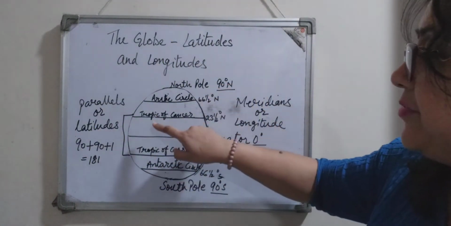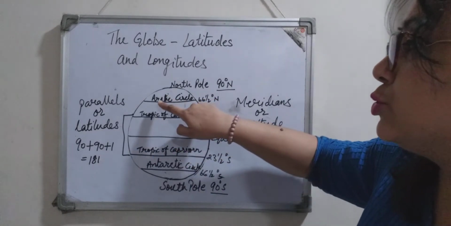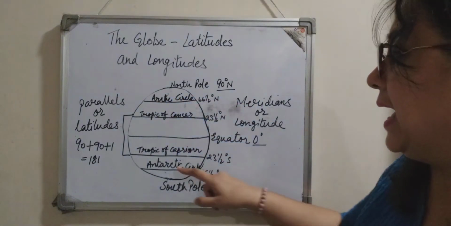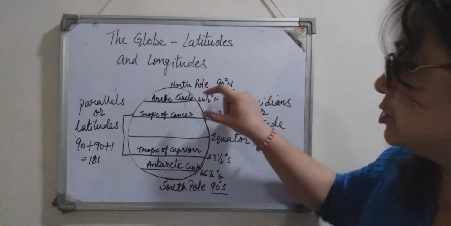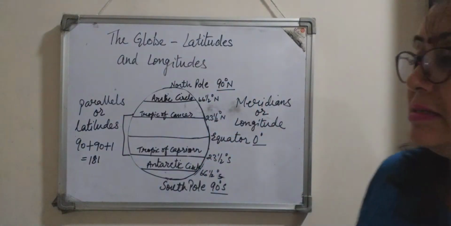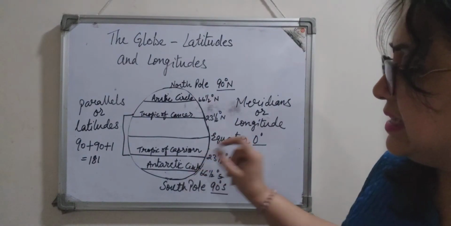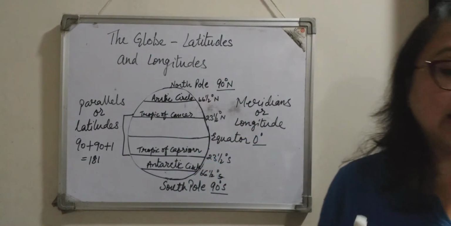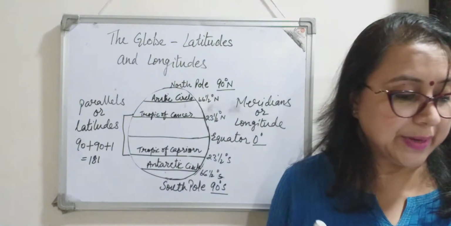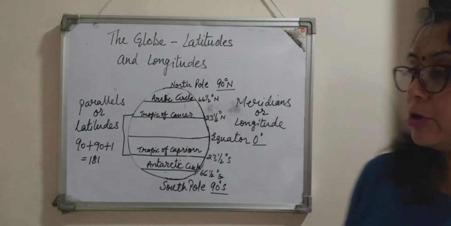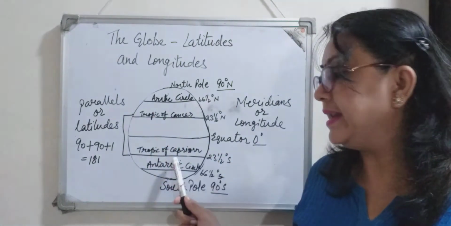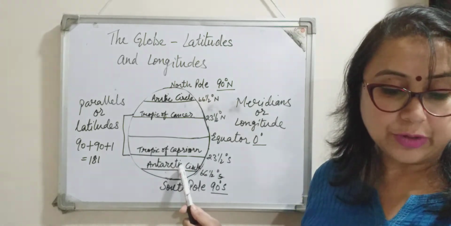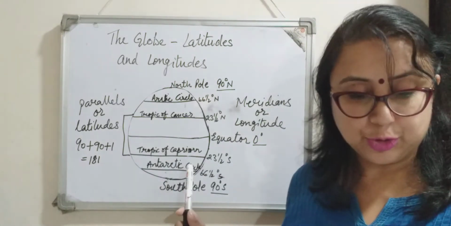Then next is the area between Tropic of Cancer to Arctic Circle in the north and Tropic of Capricorn and Antarctic Circle in the south. So these two areas, this area and this area, this is known as temperate zone. I repeat, temperate zone. So in the northern hemisphere, it is known as north temperate zone, and in the southern hemisphere, it is known as south temperate zone, right?